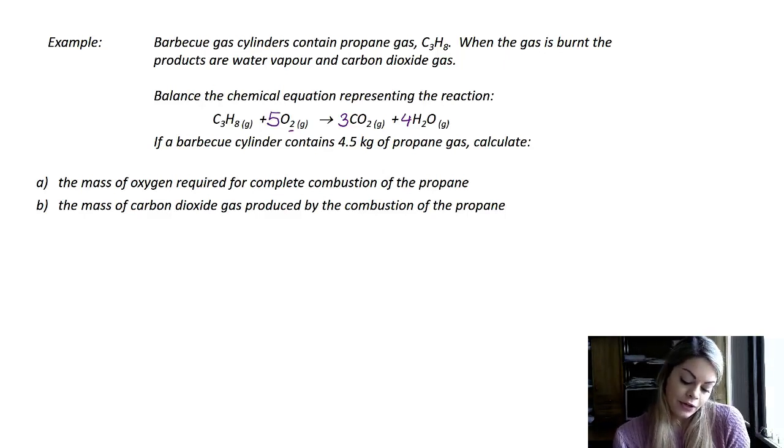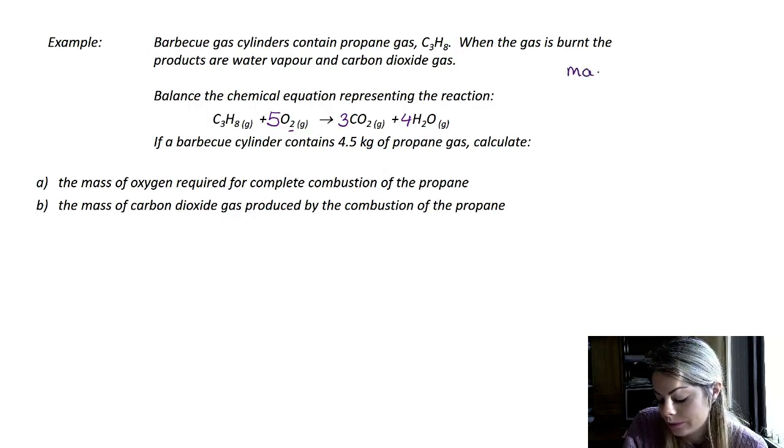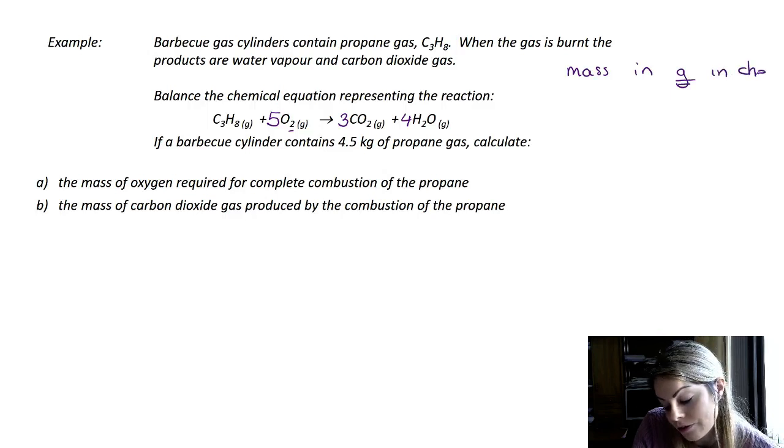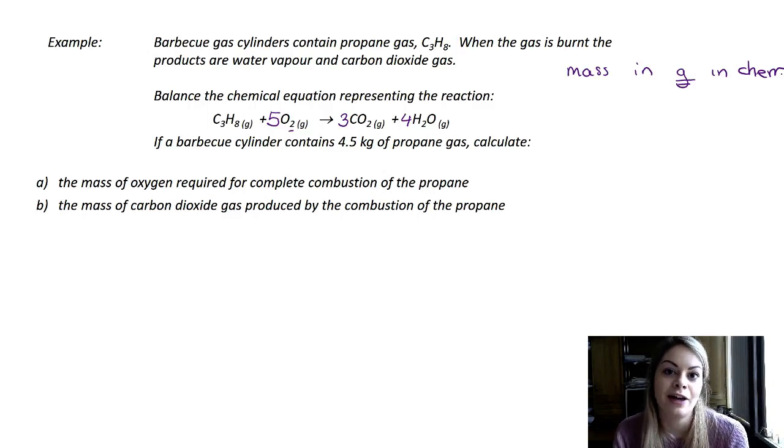Now, the barbecue cylinder contains 4.5 kilograms of propane gas. Whenever we do chemistry, we use mass in grams, so always convert to grams when we're doing chemistry. This might get a little bit confusing because when we do physics, you'll find that we always have the mass in kilograms. So you need to remember chemistry has the mass in grams and physics has the mass in kilograms.